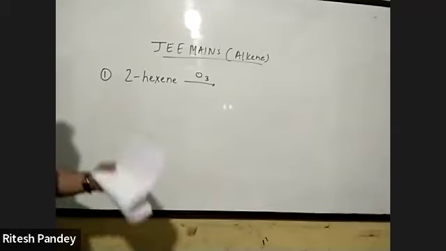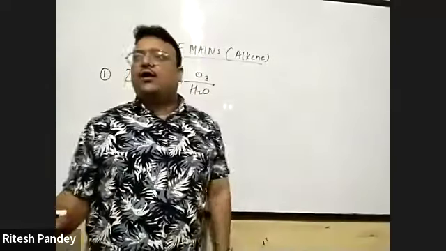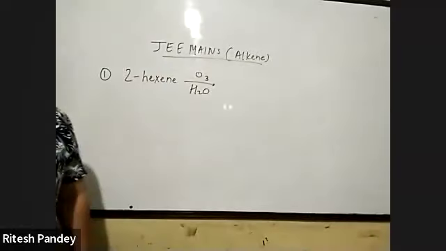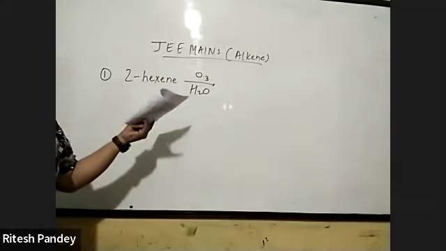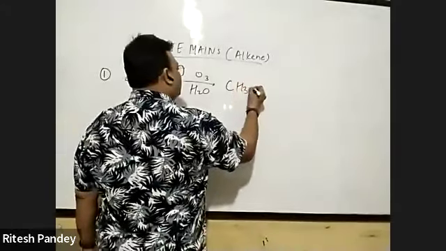2-hexene: ethanal and butanal. Will it be ethanal, butanal, or ethanoic acid, butanoic acid? You don't have zinc, so instead of aldehydes, you'll get acids.